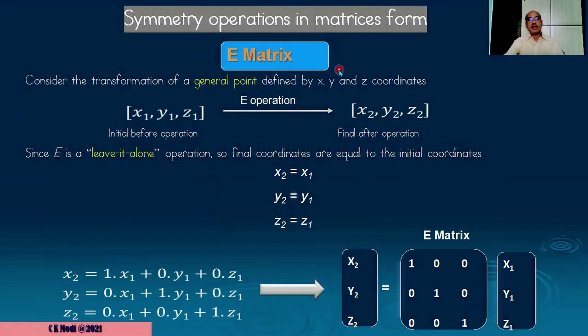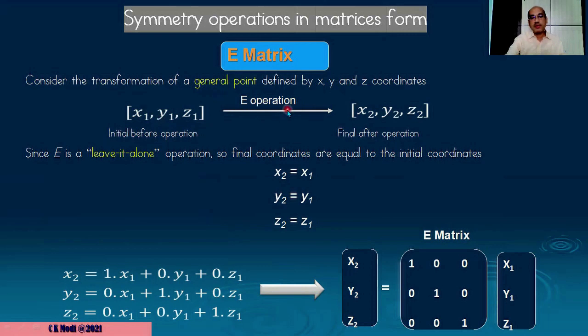Now the E matrix. Now we derive the symmetry elements in terms of matrix. So how do we derive the E matrix? What is the value of the E matrix? Consider the transformation of a general point. Imagine an imaginary point with coordinates x1, y1 and z1.